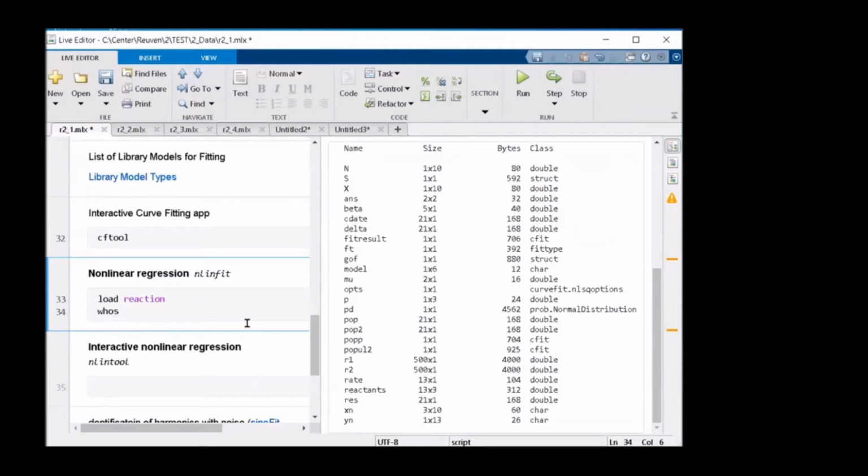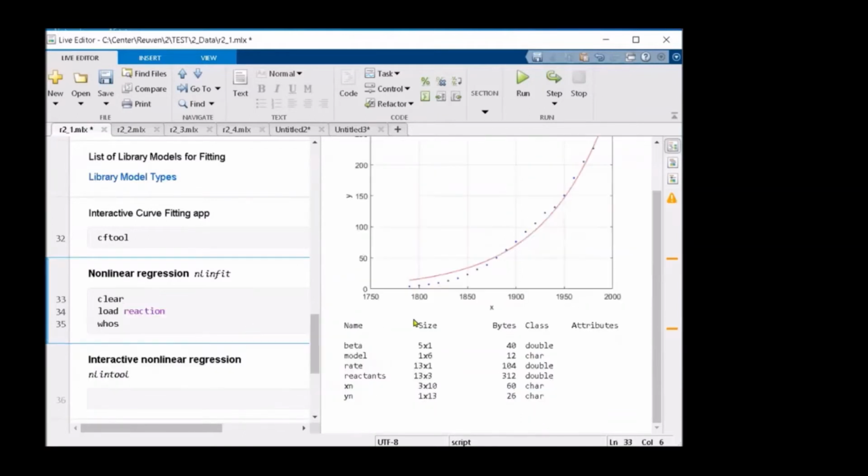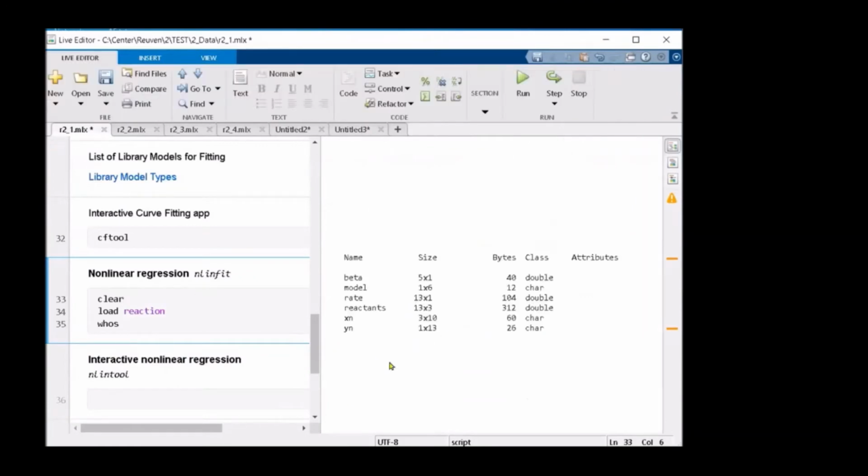Maybe let us clear first. Let's clear and then do it. Okay, there is a number of variables: beta, model, rate, reactants, x, y. But to play with our example, we need only 3 of them. What are they? They are just reactants, rate, and beta.